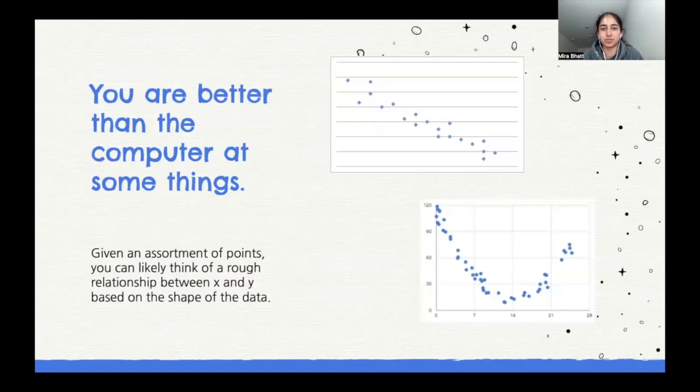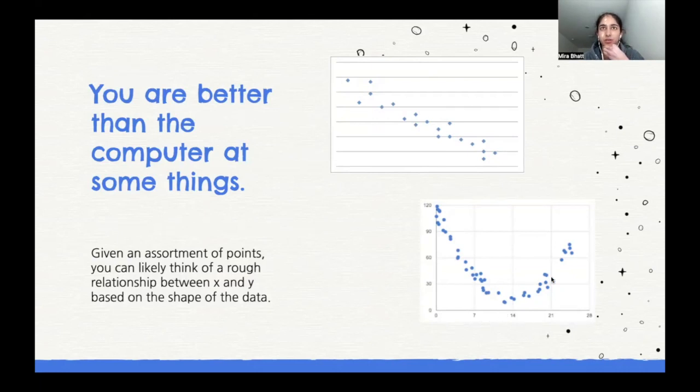When we look at a plot of data, there are some things that as humans we're better at doing than computers. For example, if I showed you these two plots, you could probably say this one looks pretty clearly like a straight line pointing downwards, or that this parabola is concave up and has an intercept around there. But to a computer, these are still a list of XY points. There's no shape to the computer. It's only the shape in your mind.